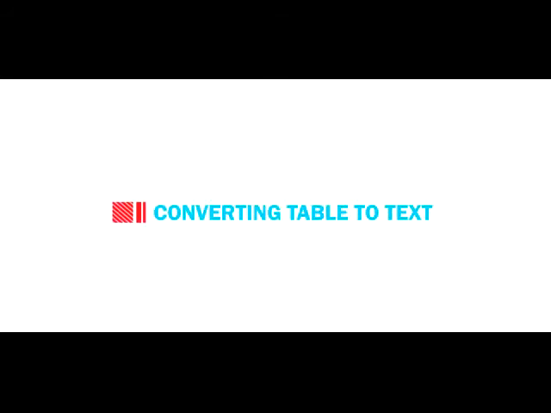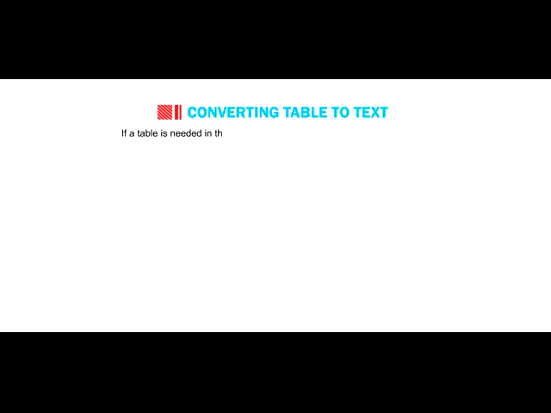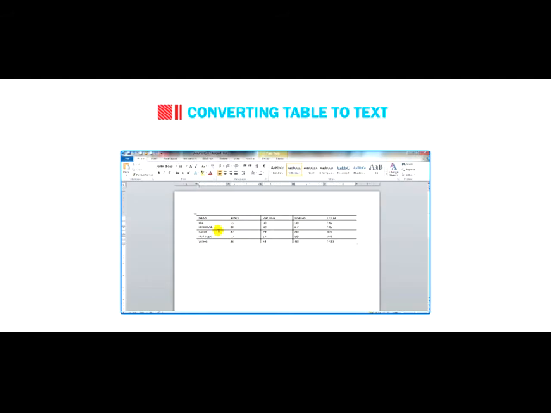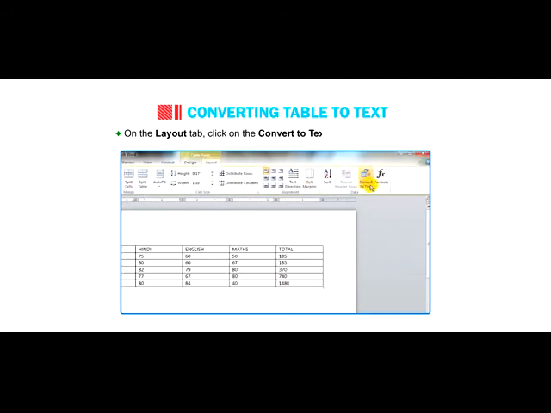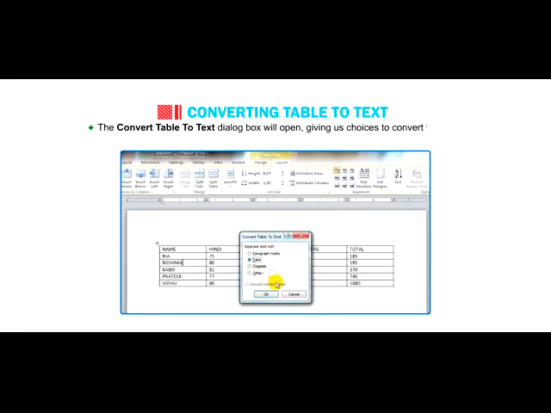Converting table to text. If a table is needed in the form of text without the grid, follow these steps. Place the cursor inside one of the cells. On the Layout tab, click on the Convert to Text option in the Data group. The Convert Table to Text dialog box will open, giving us choices to convert the table to text. Select the Tabs option and observe the change.